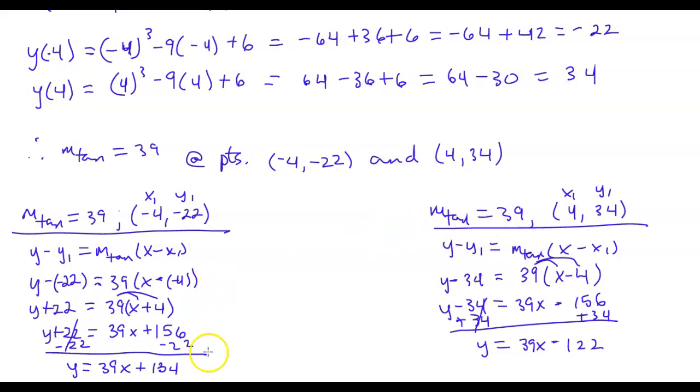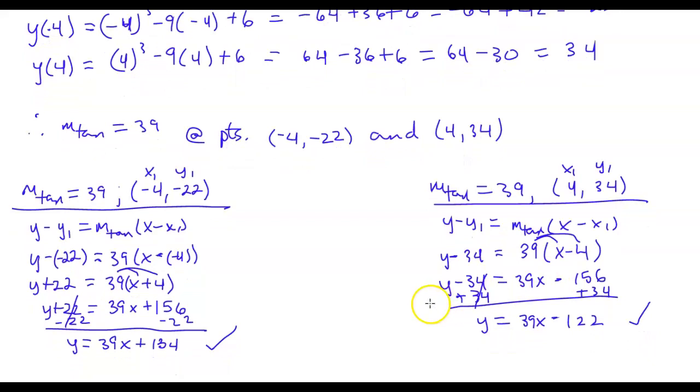And so if you notice, both of these lines have the same slope. The only thing that's different about them is their corresponding y-intercepts. And we expect the y-intercepts to be different, but the slopes to be the same for lines that are parallel to one another.